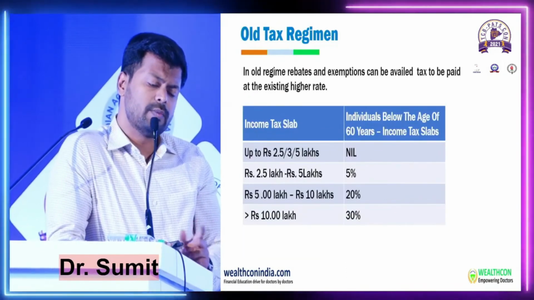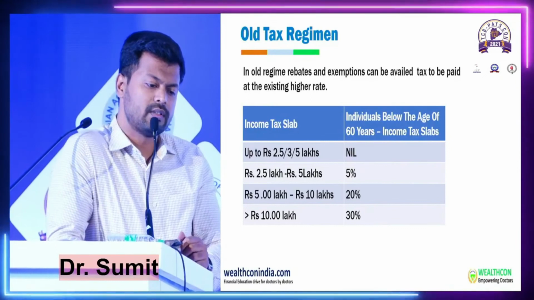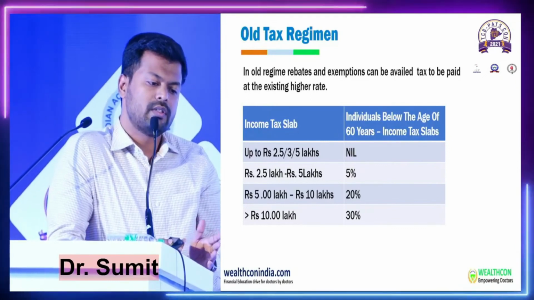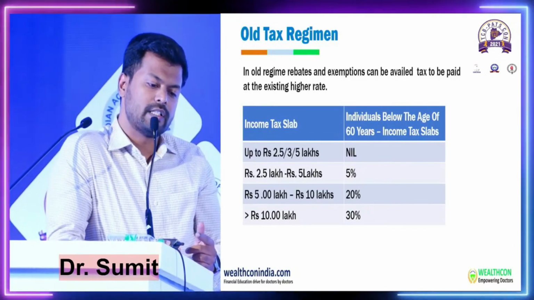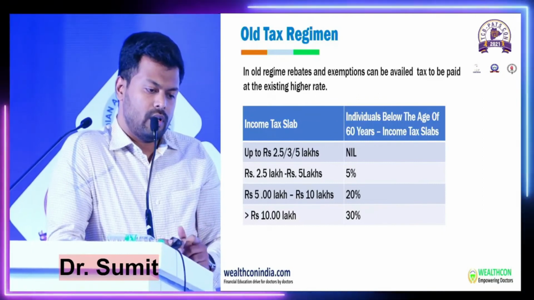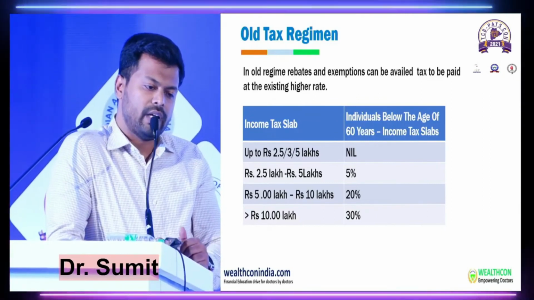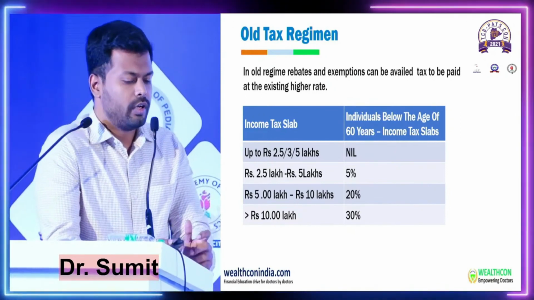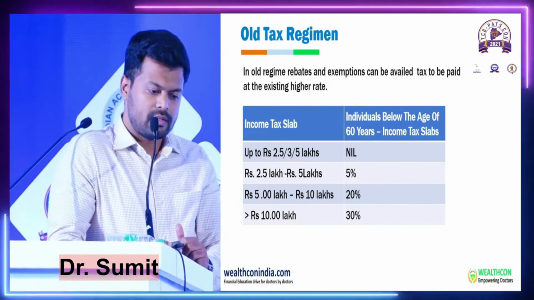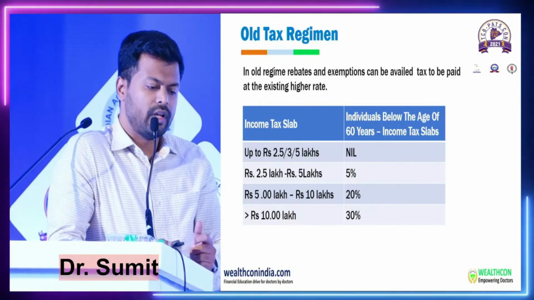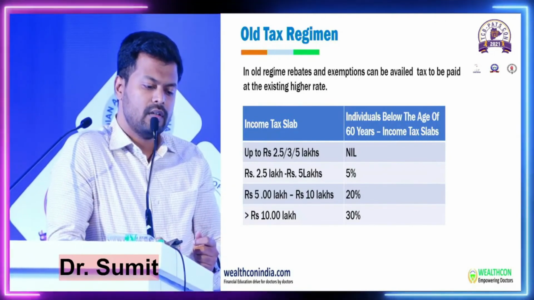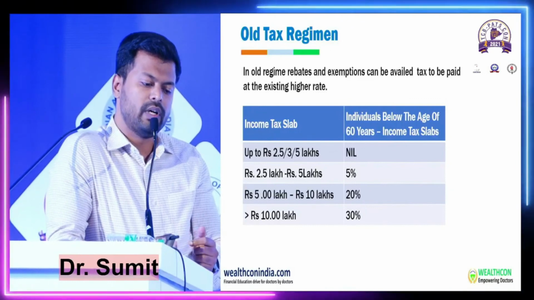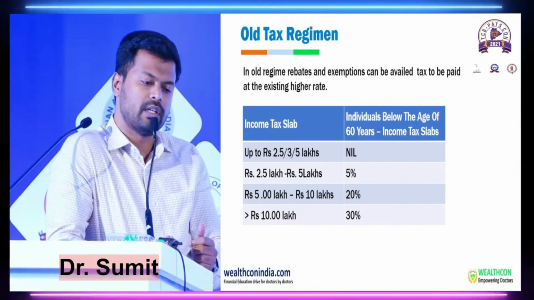The difference between the new and old tax regimes is that in the old tax regime, you can avail rebates and exemptions while filing the ITR. Up to 2.5 lakhs of income, you need not pay any tax, while for income of 2.5 to 5 lakhs, the tax is 5%, 5 to 10 lakhs is 20%, and above 10 lakhs is 30%.